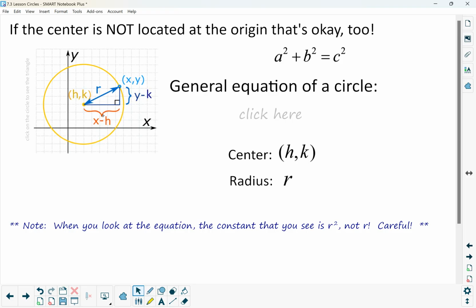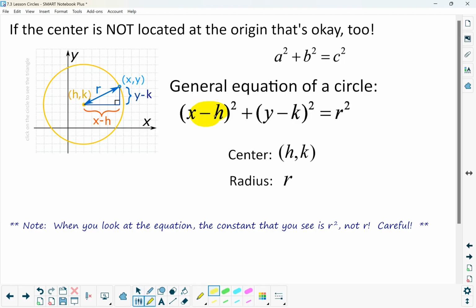What we want to think about is that the legs on the triangle, if we're constructing the general equation here, end up being x minus the x coordinate of the center, and y minus the y coordinate of the center. So the equation looks a lot the same. It's still based on the Pythagorean theorem. It's just that we have these little transformations with the y and the x. And that transformation is just shifting the center away from the origin.